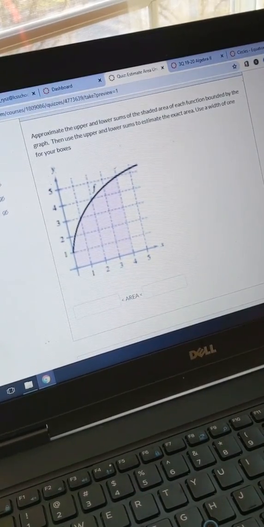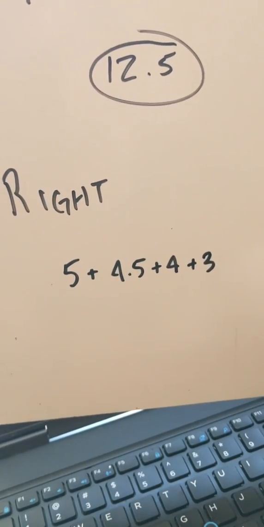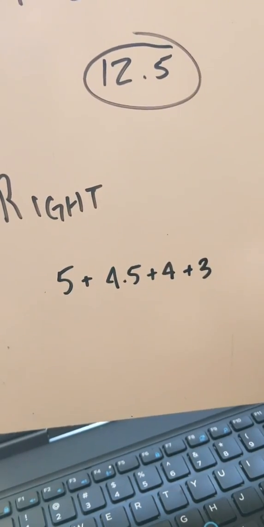So our right bound function would be 5 plus 4.5 plus 4 plus 3. What's that total? 9.5 plus 7, 16.5.